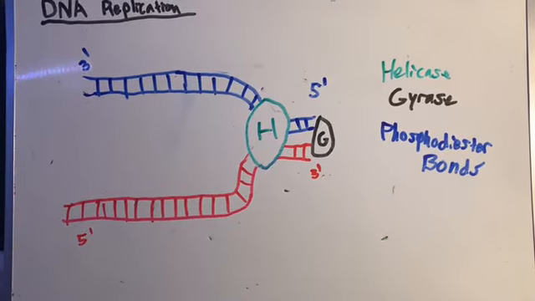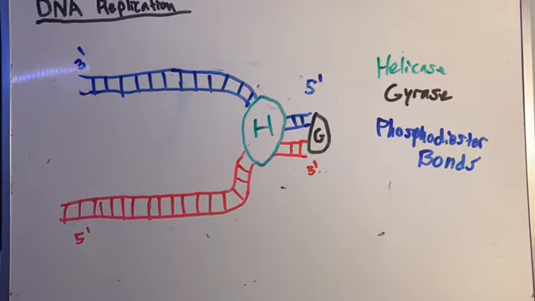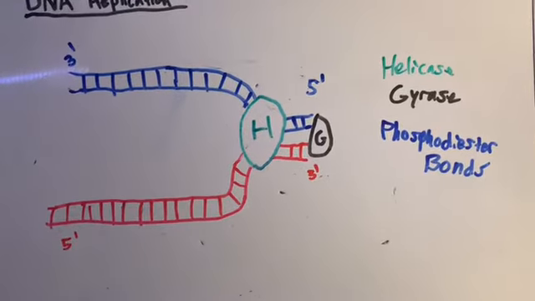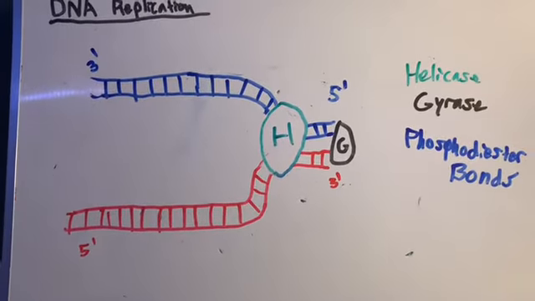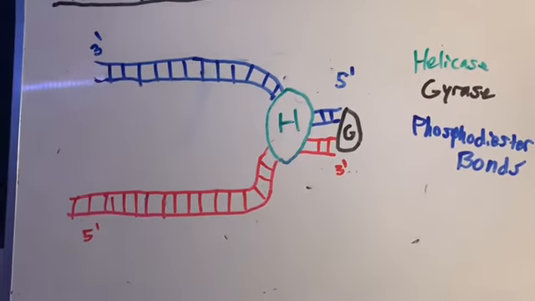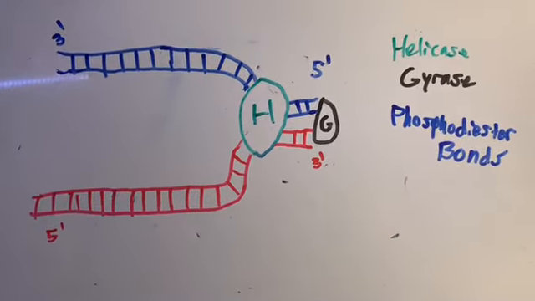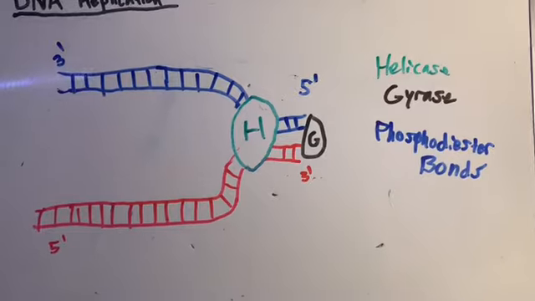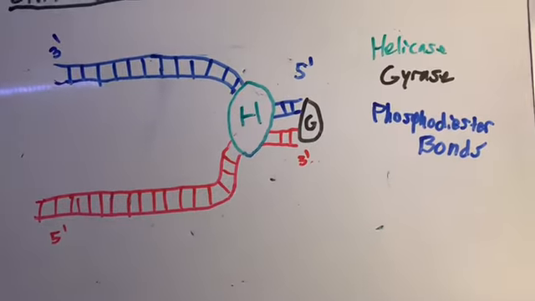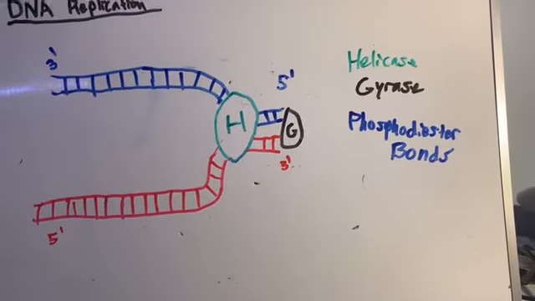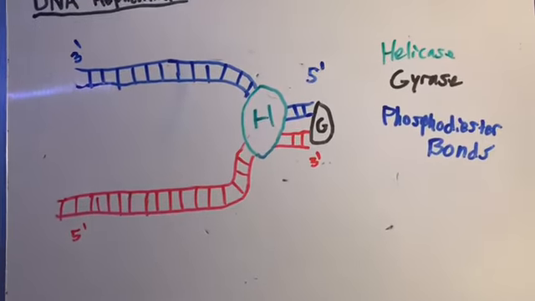but for now we're going to start with the two DNA strands being unwound by the helicase, having the 3' to 5' strand on the top and the 5' to 3' on the bottom. And the gyrase is at the front, relieving the pressure and ensuring that no supercoiling happens. And we have those phosphodiester bonds that are keeping the sugar-phosphate backbone, the structure of the DNA, in place.